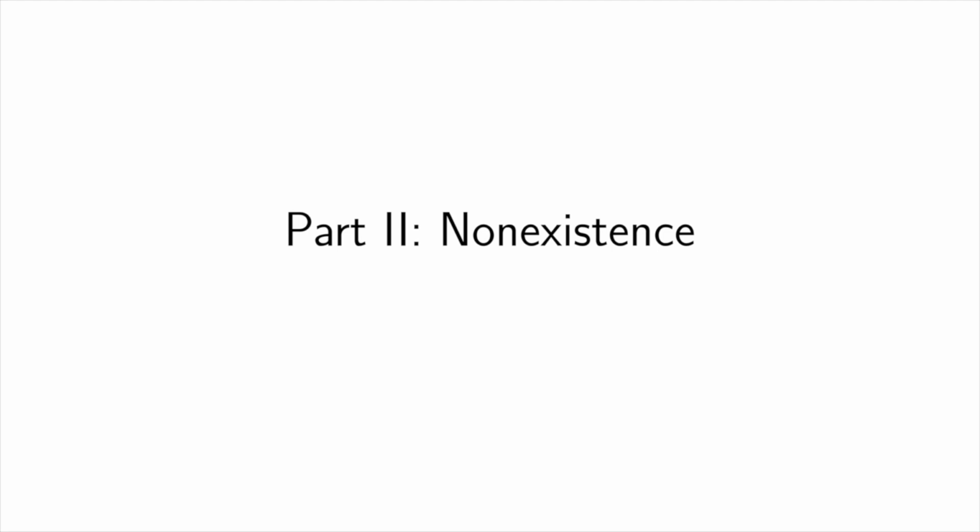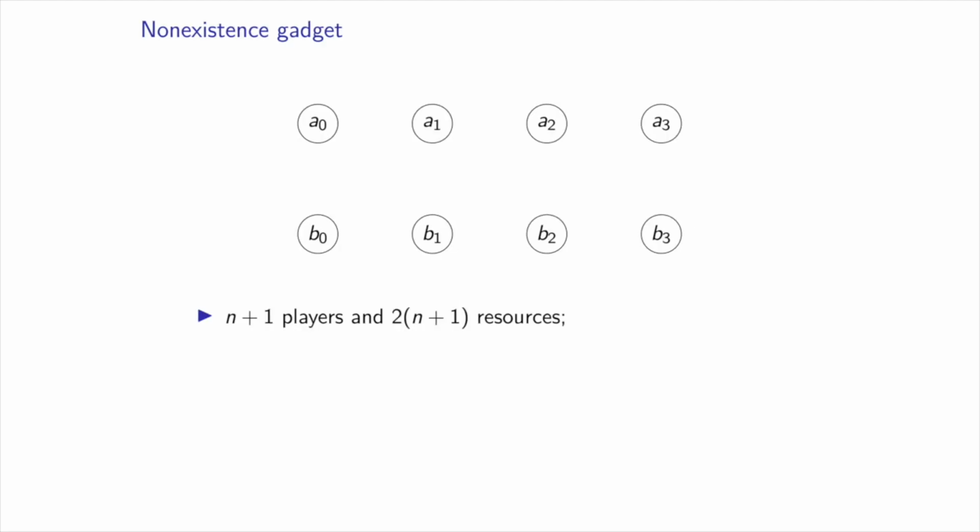So in general, how do we prove that there are games without equilibria? Well, the main technical idea is to guess a cyclic structure, a structure of strategies such that players are stuck in a loop of best responses. In our construction, we consider the following games with n plus 1 players and 2 times n plus 1 resources. Here we'll take n equals 3, so that there are 4 players and 8 resources, labeled A0 to An and B0 to Bn.